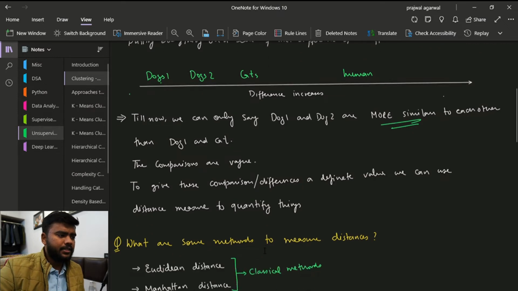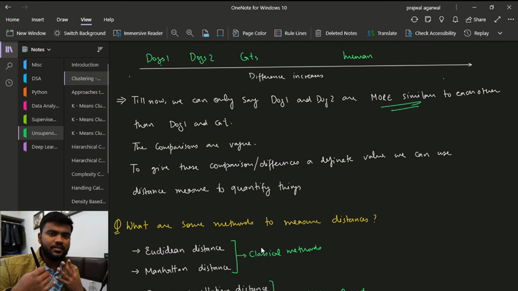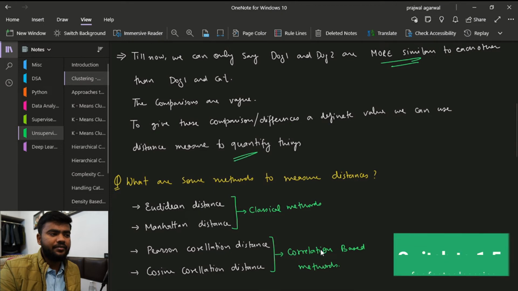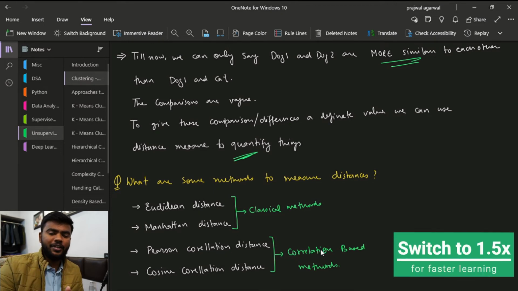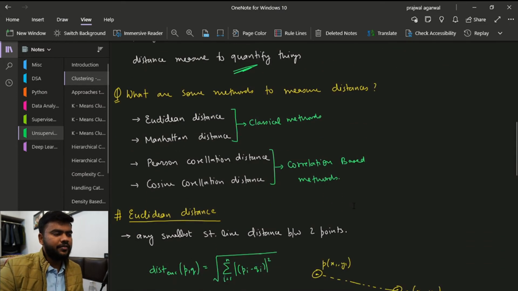But these comparisons are vague. These are something that we are doing just on the basis of our memory. We just know that because dogs are together, two dogs are going to look alike, but in a real data set that is not going to happen, right? In the real data set we are going to have some points which we have not seen in our lives. So we need some techniques which can give us a quantifiable value through which we can measure the distance between two points.